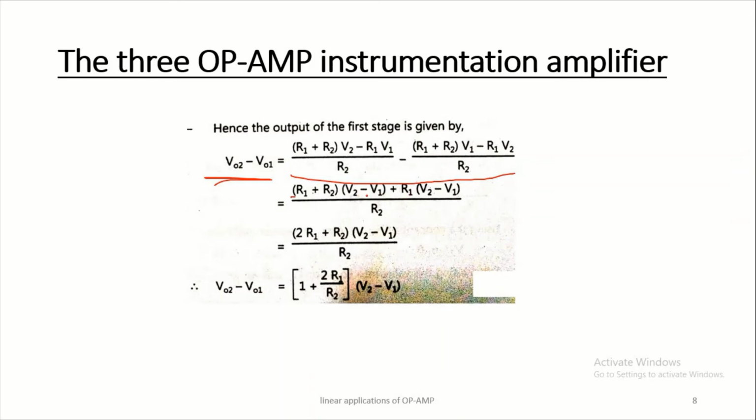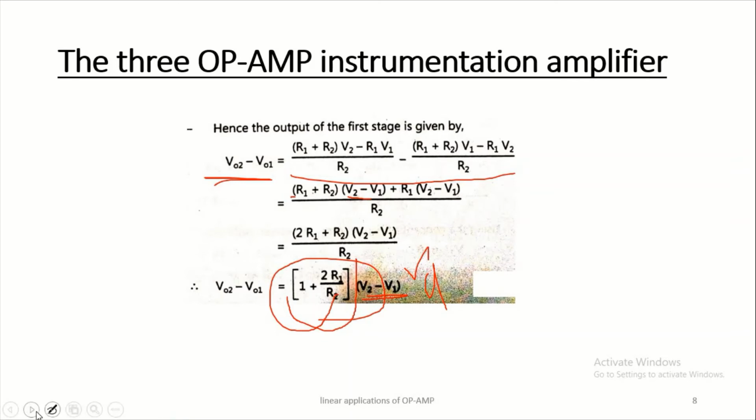From these two terms, common is V2 minus V1, and in the second bracket it becomes 2R1 plus R2, whole divided by R2. Now giving them individual denominators, this term becomes V02 minus V01 is equal to (1 plus 2R1 by R2) times (V2 minus V1). Here V2 minus V1 is nothing but the differential signal Vd, and this term 1 plus 2R1 by R2 is the gain of this amplifier.